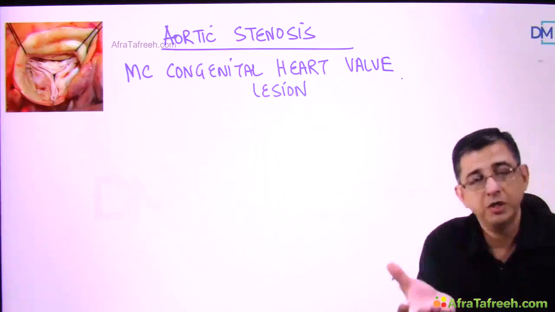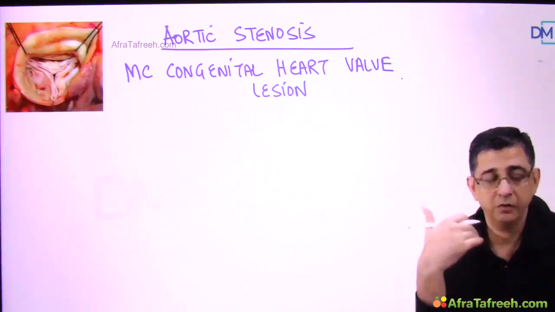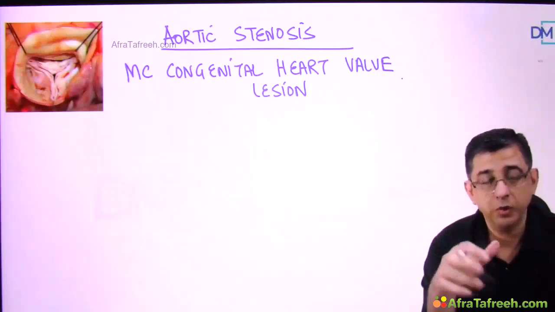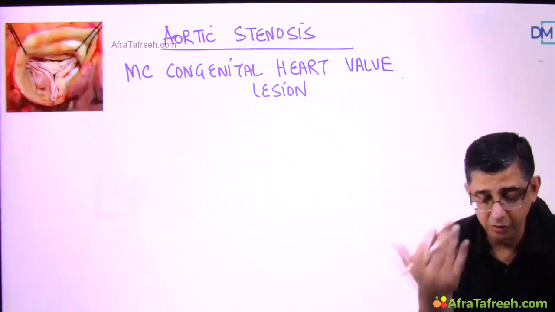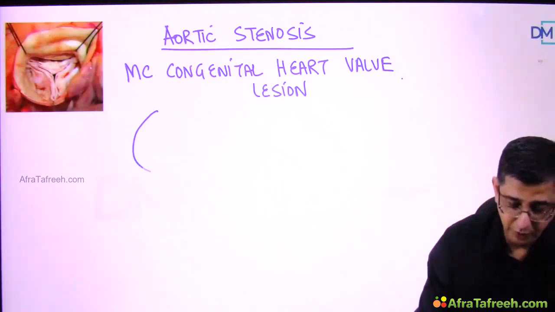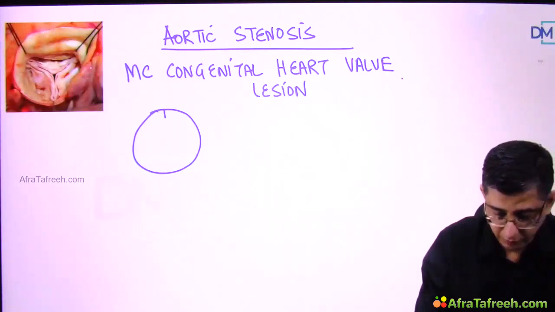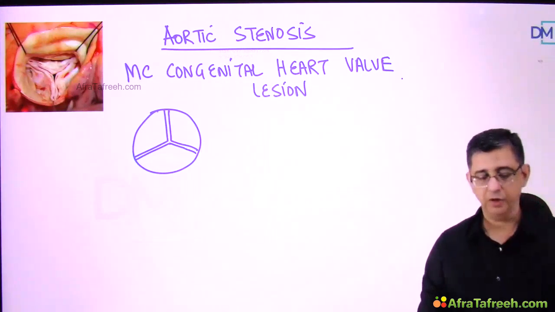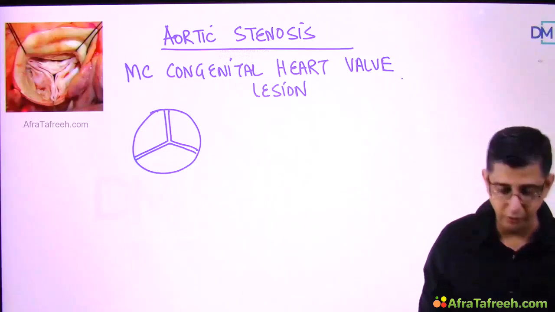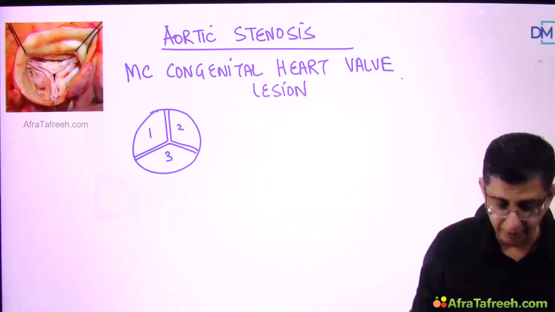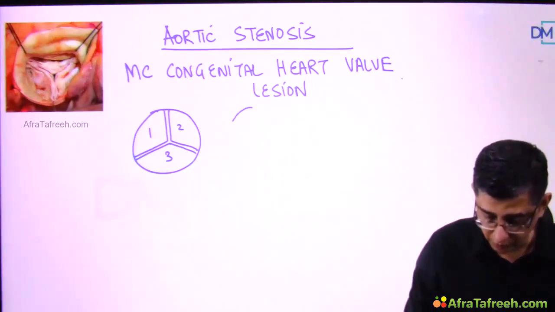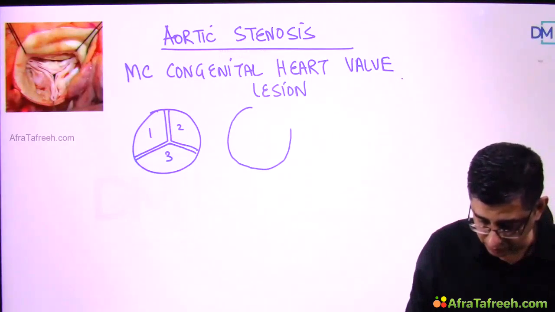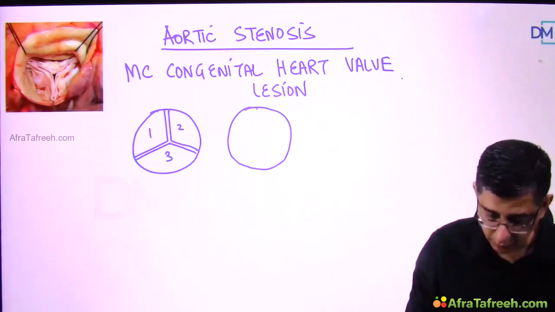In the majority of series, it is a bicuspid aortic valve. In some series, it has been demonstrated to be even a unicuspid aortic valve, whereas normally it should be tricuspid. And on an actual view, it should look like this. We should be able to appreciate the three cusps of the valve very clearly, like I have shown here, three cusps very clearly delineated.